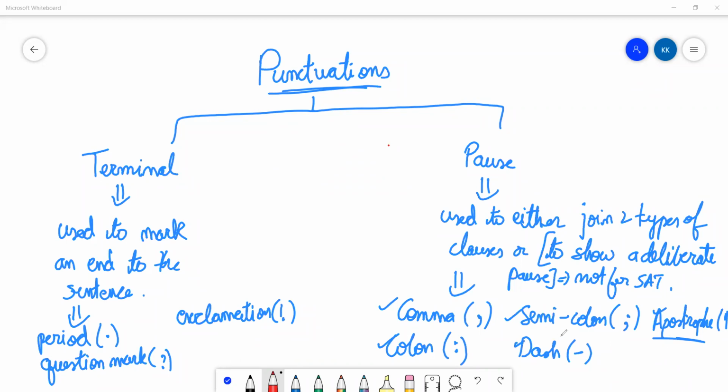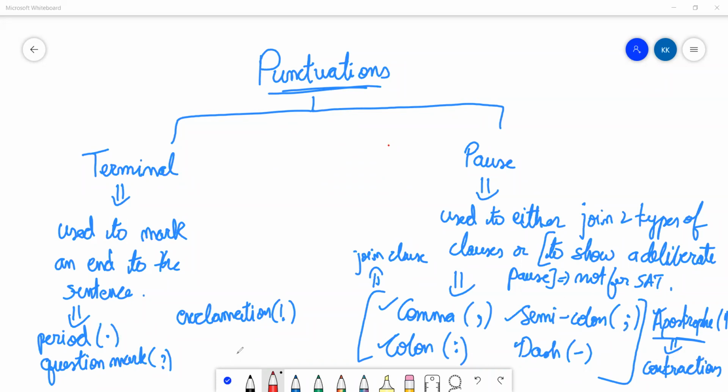These come under pause punctuations, out of which these four, okay, are used to join clauses. Okay. This one, apostrophe, is used for contractions. I'll explain it to you when we go into detail with each of these things.